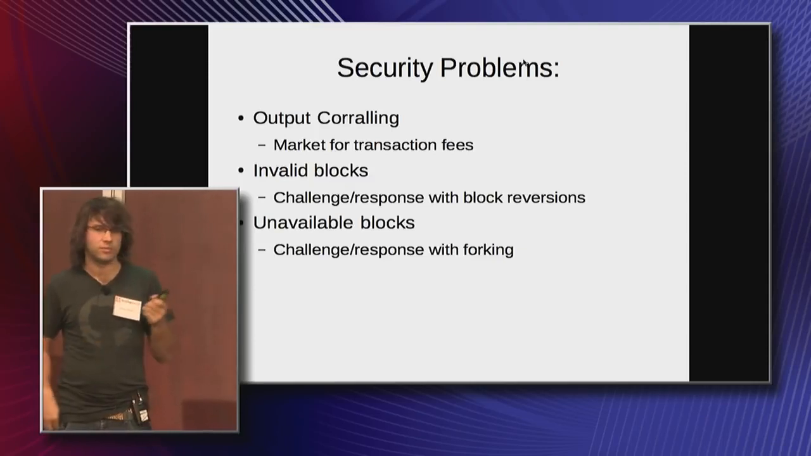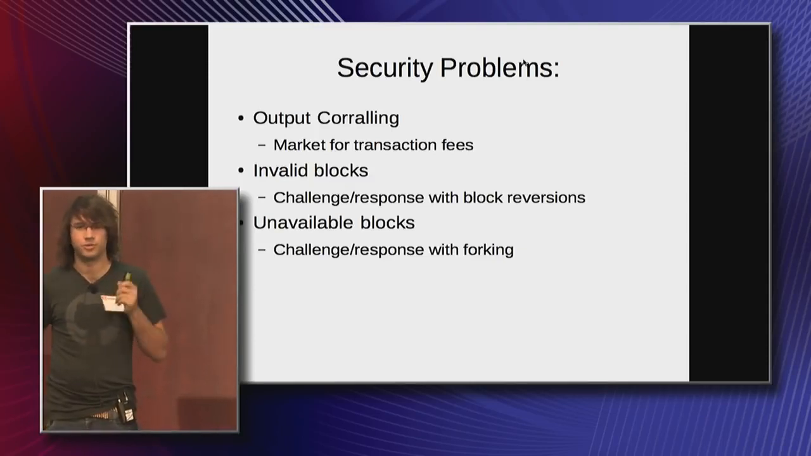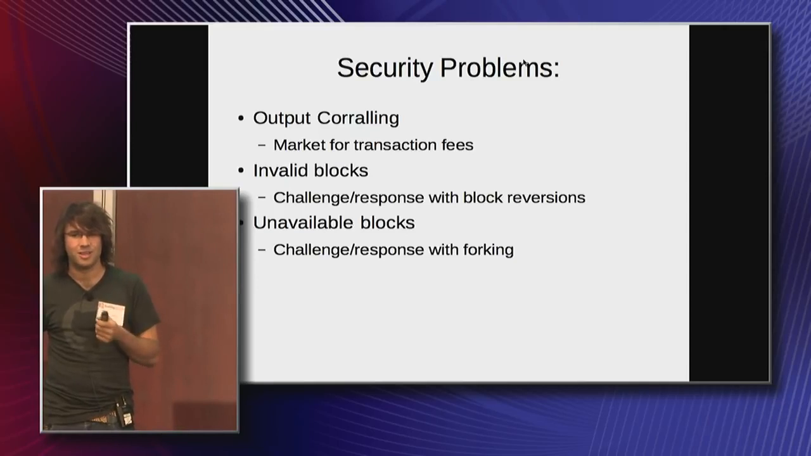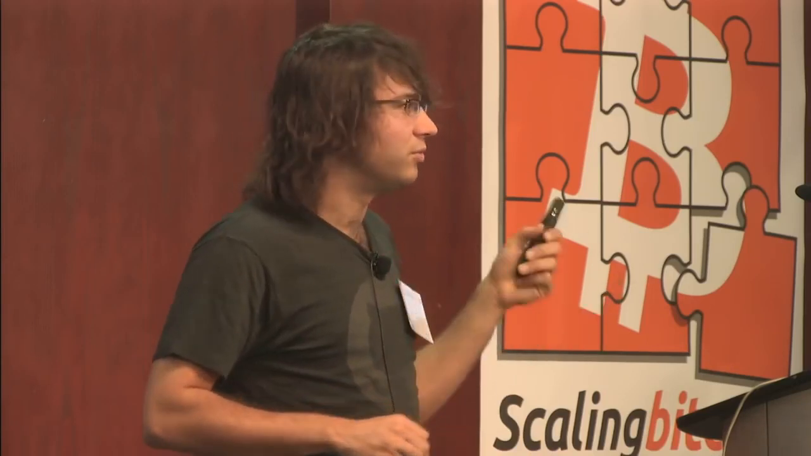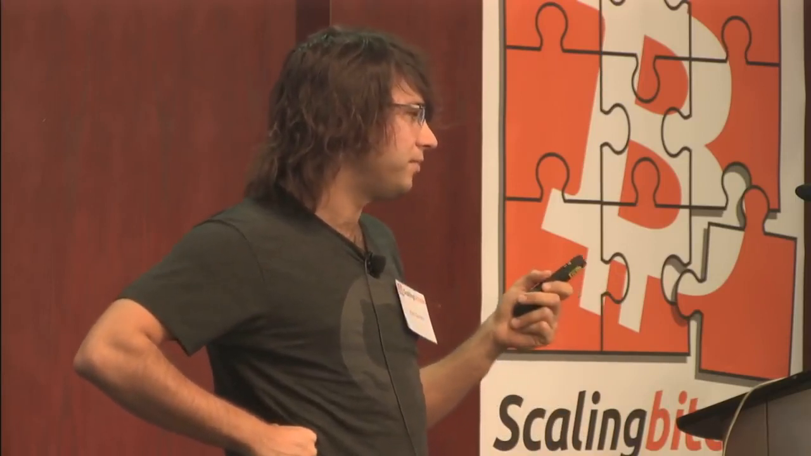A much harder problem, though, is to deal with unavailable blocks, where you don't know if the block is invalid or not, but you just can't find it. There are challenge response protocols here, where you want to show that this data is unavailable, but you can't do that because you can't prove that the data is unavailable. But what you definitely won't do is build a block on top of their block if you can't find it. Because if you build a block on top of an invalid block, that's an invalid block, and then you won't get your block reward. So there are ways to deal with that as well.